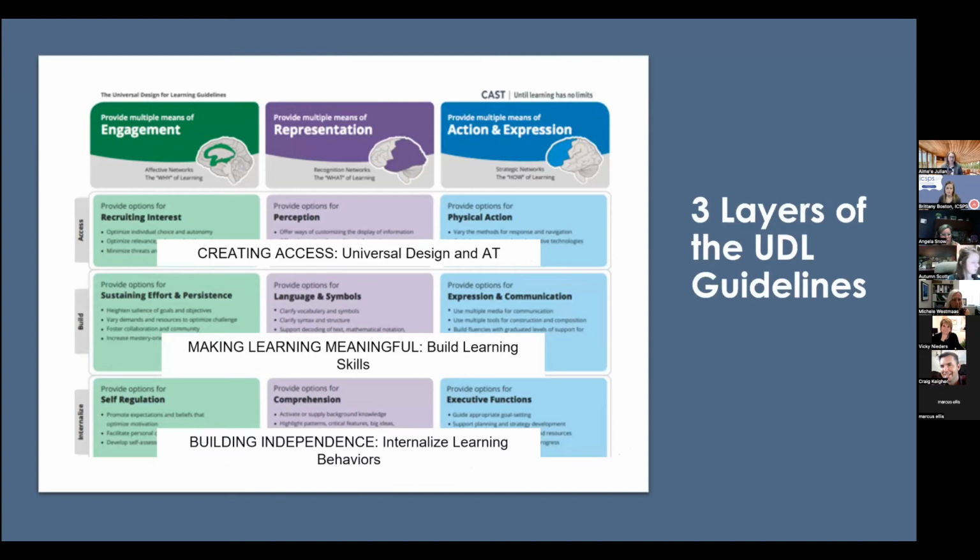This is the three layers of the UDL guidelines: creating access, making learning meaningful, building the learning skills, and then being independent. You have the access build on the side there, and then you have engagement, representation, and action and expression across the top. So those three different areas. We'll talk about multiple means of engagement, multiple means of representation, and multiple means of action and expression, and what those look like within your classroom.